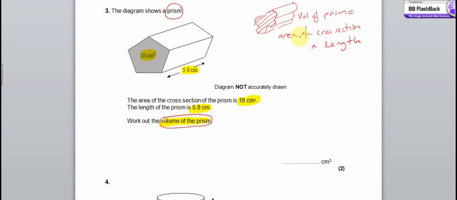And we know that because we know in the front of the exam book the volume of the prism is the area of the cross section times the length. So pretty straightforward, eh? The area of the cross section, that's 18, because it says it here, and the length is 5.8, so we multiply it by 5.8, and 18 multiplied by 5.8 gives you the grand total of 104.4, and that's what we put there.